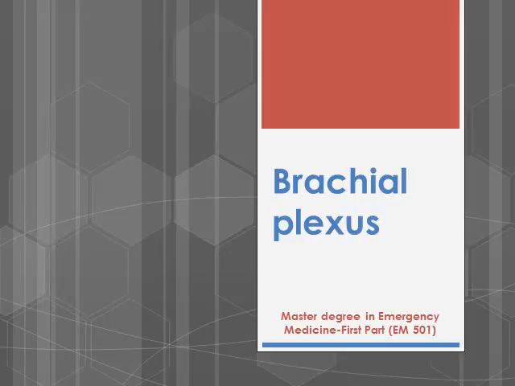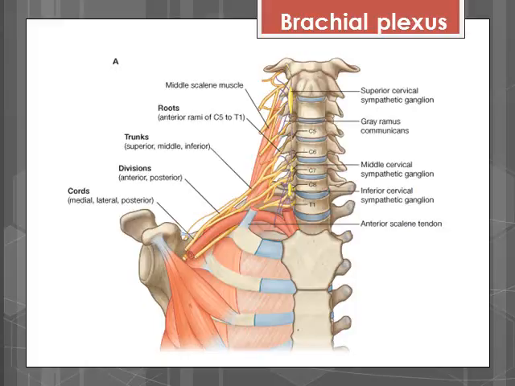In this lecture, I will discuss formation, branches, and lesions of the brachial plexus. Here we will talk about the brachial plexus because all major nerves that innervate the upper limb originate from the brachial plexus, mostly from its cords.